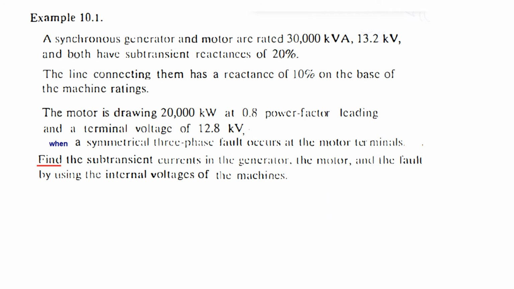Now let's do an example. The synchronous generator and motors, they are rated to this, have the subtransient reactance 20%. Line connecting them have a reactance of 10%. The motor is drawing this much wattage and 0.8 power factor and has a terminal voltage of 12.8. When a symmetrical three-phase fault occurs at the motor terminal, find the subtransient currents in the generator, the motor and the fault by using internal voltage of the machines.